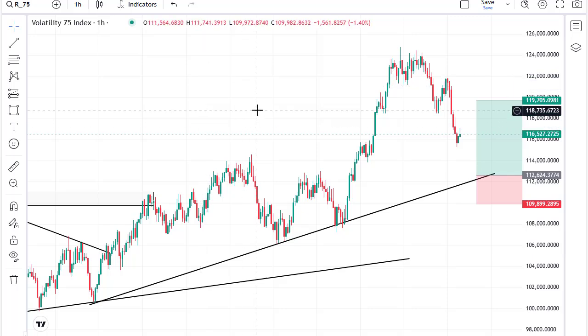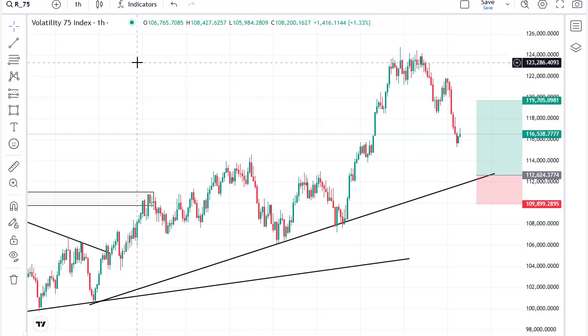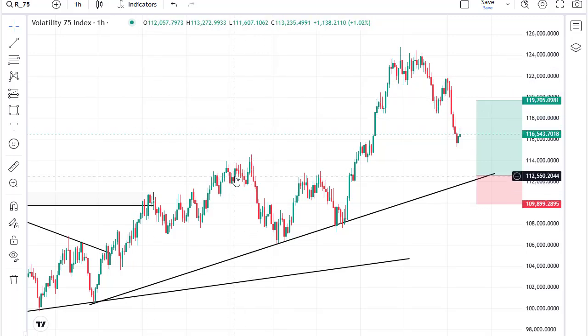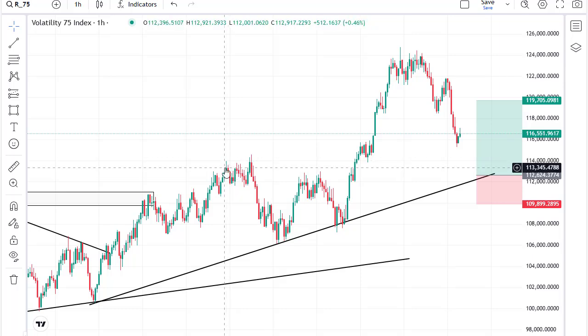And guys, remember, this applies just for trending markets. Not all markets are good for trend lines. That's what you need to understand, because it only applies to trending markets.